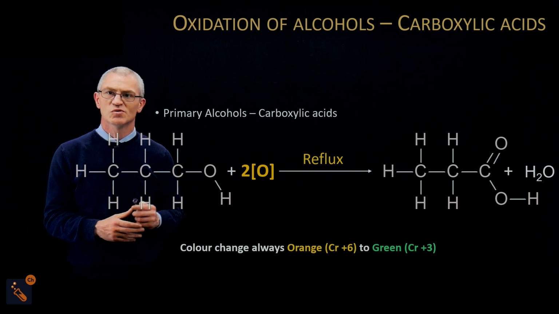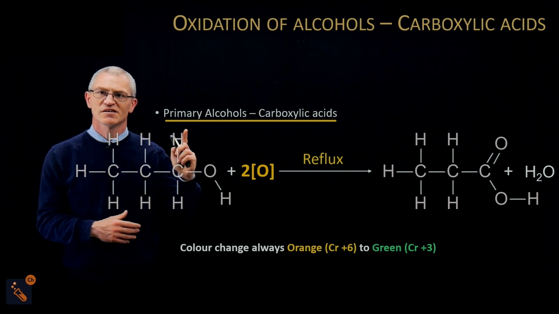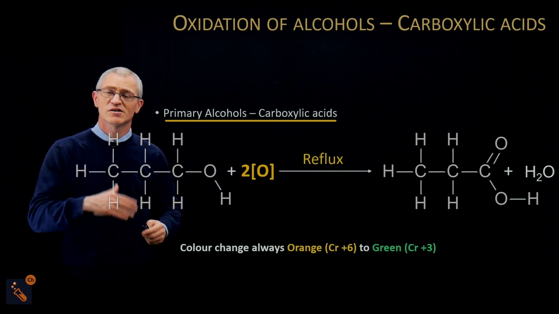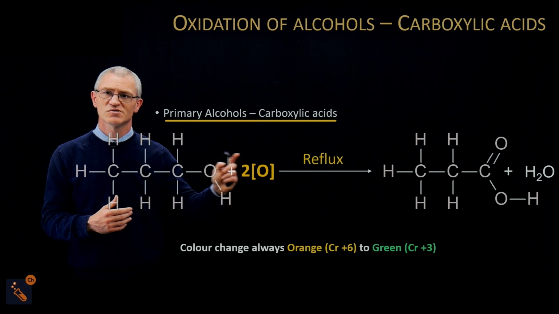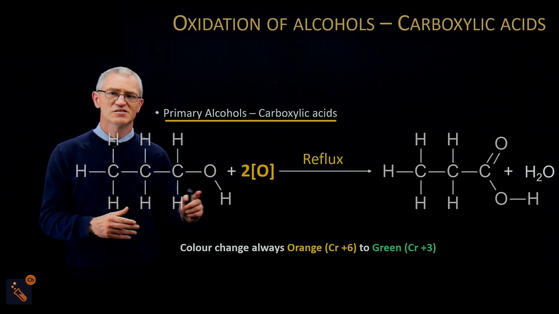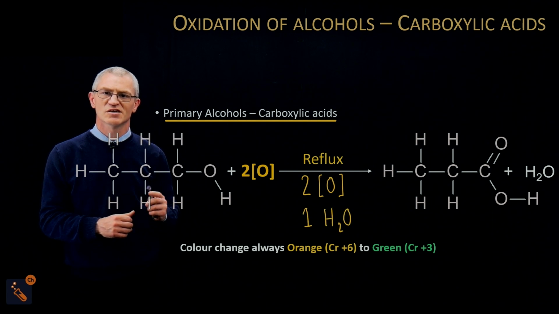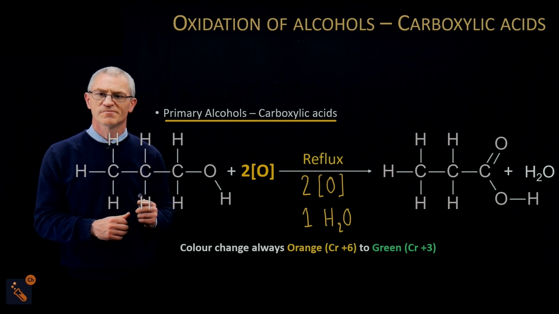It's really, really important that you know how to do primary alcohols straight to carboxylic acid. If you want to go to the aldehyde, it is distillation. If you want to go to the carboxylic acid, it is reflux, but it's the same conditions: Cr2O7 2- and H plus, or acidified potassium dichromate. Remember, on this occasion, 2 oxidizing agents and 1 water.